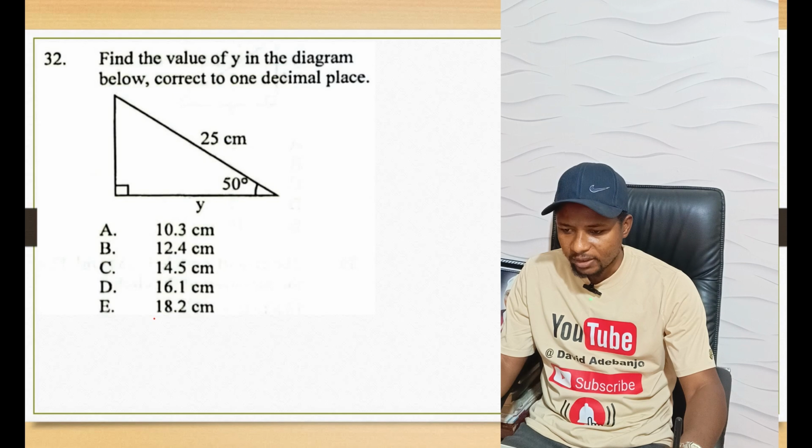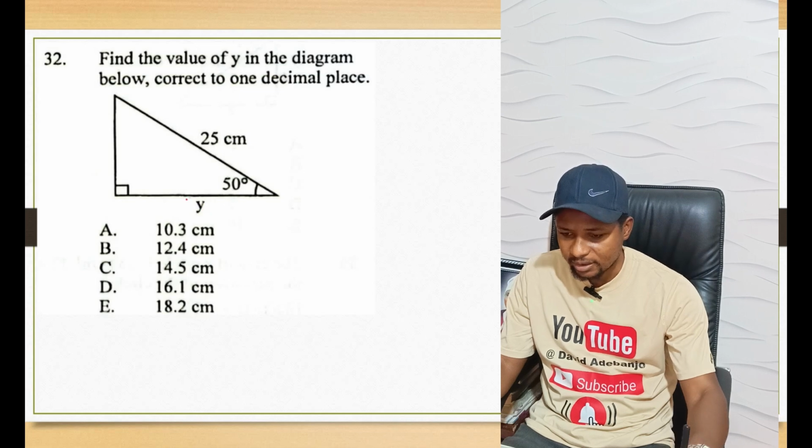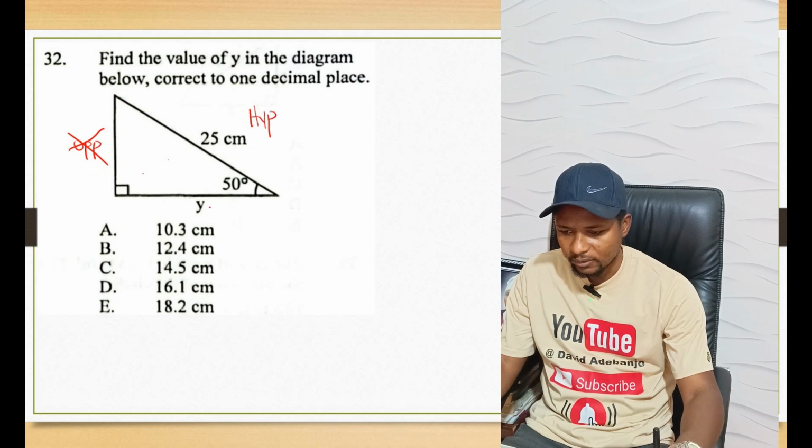Number 32. Find the value of y in the diagram. So we're looking for the value of y in the diagram. This is under basic trigonometry. You label the sides as given. Where 50 is facing is the opposite, so we have no business with the opposite. Where 90 degrees is facing is your hypotenuse, and the last one will be the adjacent.